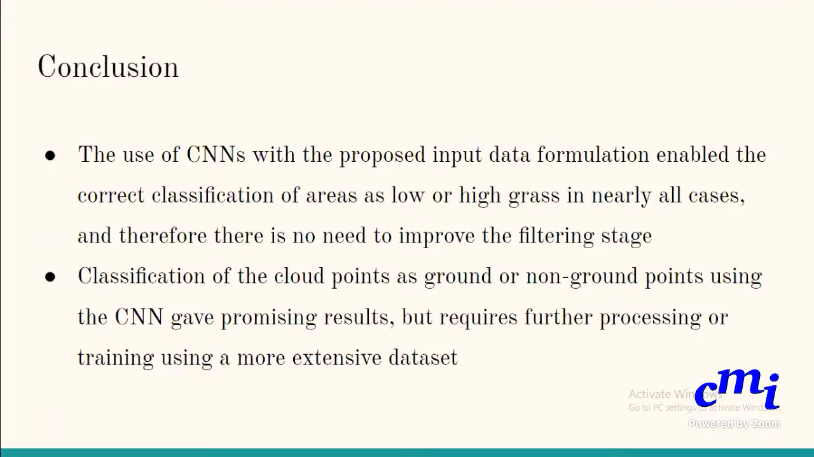So, in conclusion, we have used CNNs to correctly form a digital elevation model from photographs, and classification of points into ground and non-ground using CNN has given us promising results, but it requires further processing or a more extensive data set. But in the classification for low grass and high grass, in nearly all cases, the CNN has classified the results correctly. And now Arnab will present the next section.